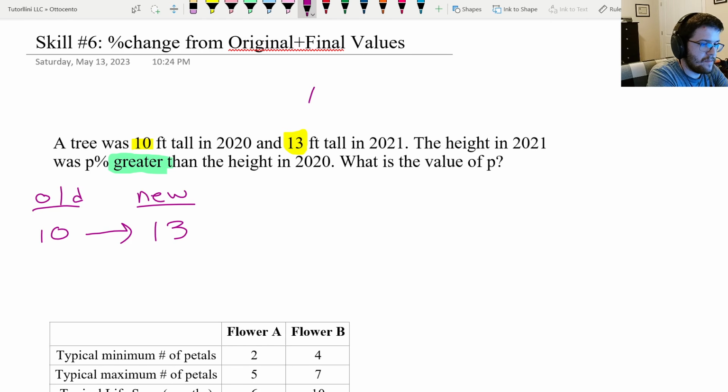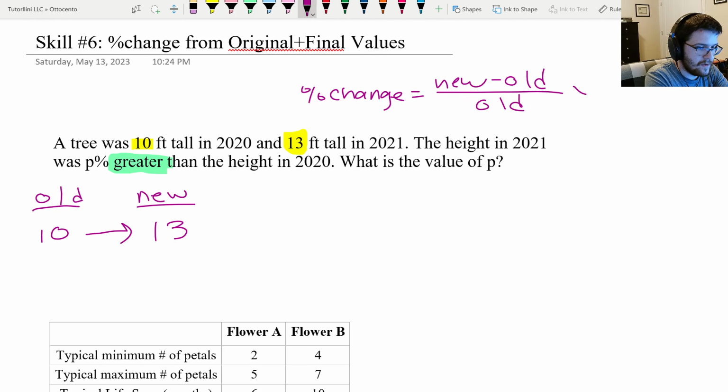So you'll probably realize that once you're done, but it's better off if you can save yourself from making that mistake earlier just by making a little chart. So just make sure as you go from old to new that it's getting bigger or smaller depending on what kind of percent change it is, increase or decrease.